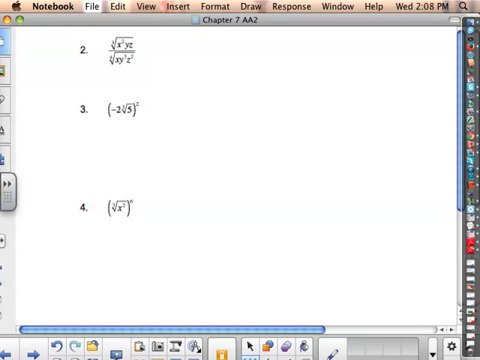Okay, number 2. And again, I have these radicals in the denominator, so I'm going to rationalize that by multiplying numerator and denominator by the 4th root of x to the 3rd, y, z squared. So in the denominator, that's going to give me the 4th root of x to the 4th, y to the 4th, z to the 4th.